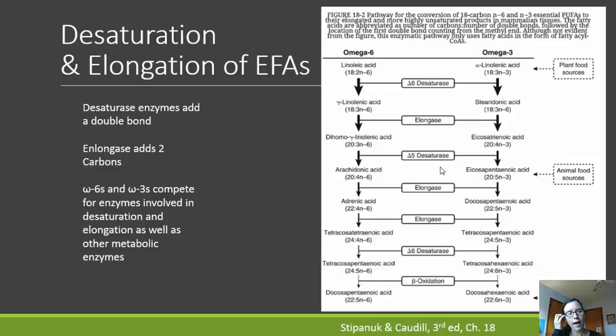And this is part of the reason why there's competition for incorporation into our membranes between the omega 6s and omega 3s. And that's because these essential fatty acids are competing for desaturase and elongase enzymes in order to get to their more active forms, arachidonic acid, EPA, DHA, that are going to have their biological significance. So that's part of the reason why we have this competition.